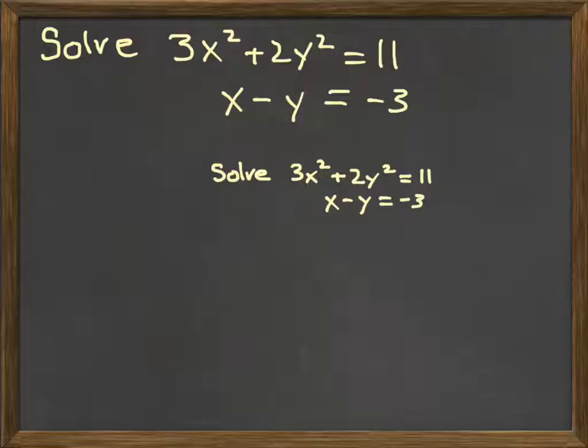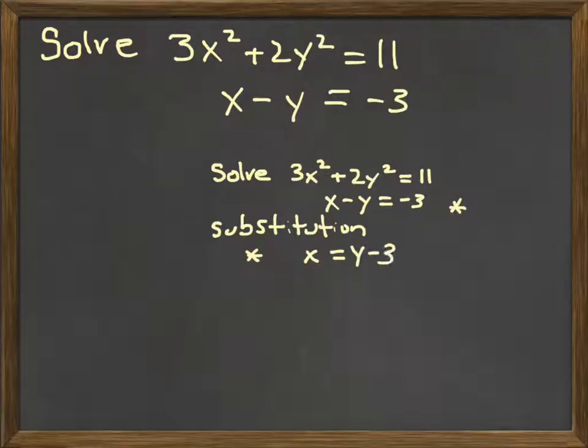Number 6 asks you to solve 3x squared plus 2y squared equals 11, and x minus y equals negative 3. And to me it looks like the easiest thing to do would be substitution. The reason I like substitution is because we could take the second equation and just add y to both sides, and we would get x equals y minus 3.